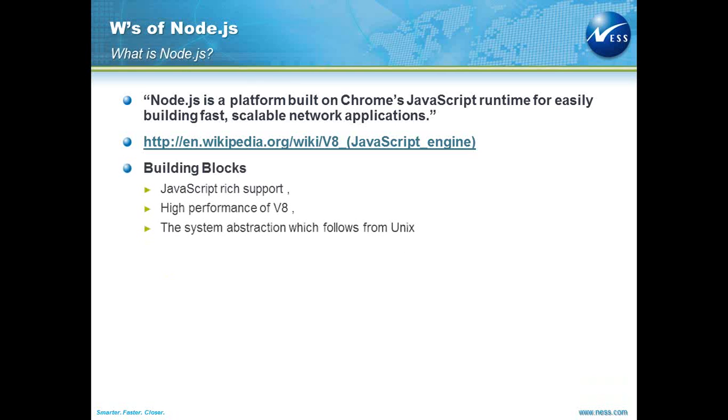So the building blocks of Node.js is a confluence of three ideas. The rich JavaScript support, the rich JavaScript user base that we already have, the high performance of the V8 engine, so Google Chrome basically runs off this engine, and as well as the third is the system abstraction which follows from Unix.